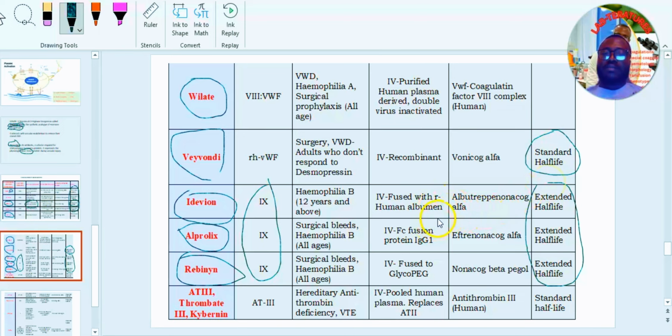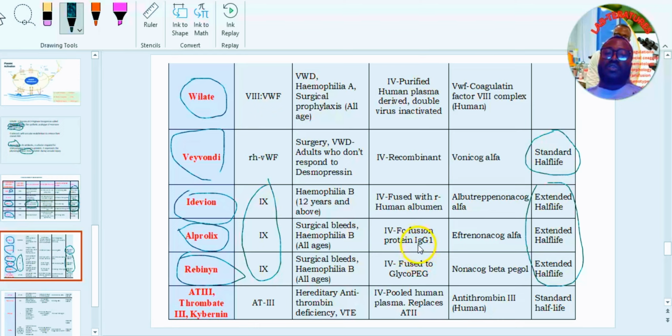So they are recombinant human albumin. These are protein IgG. So it is fused with protein IgG so that it can be incorporated into the human system. And this is fused with polyethylene glycol. So that is how its stability has been made. So they are extended half-life. And how extended are they? This one is fused with human albumin so that it can be stable for long.